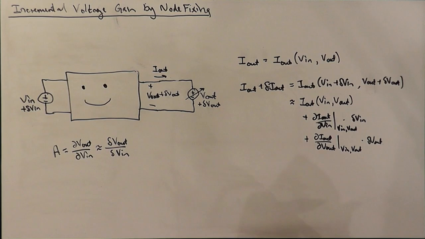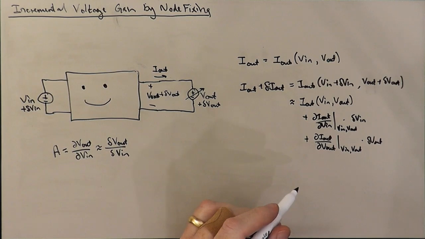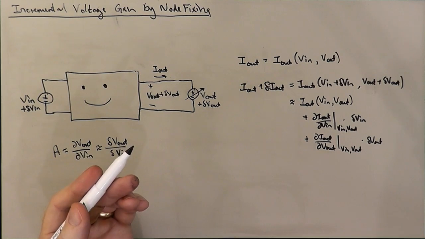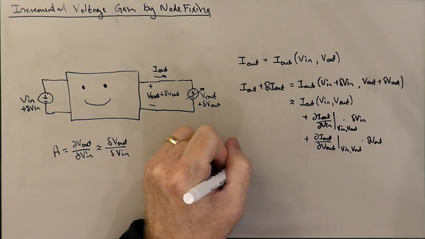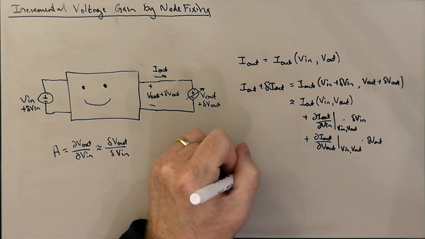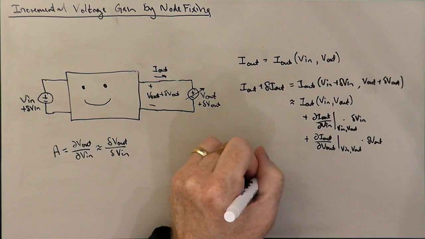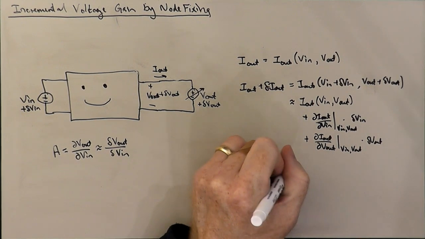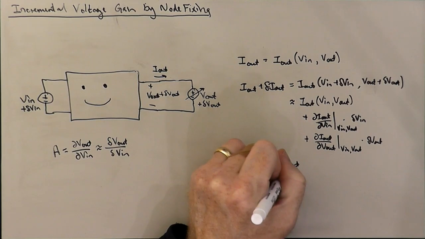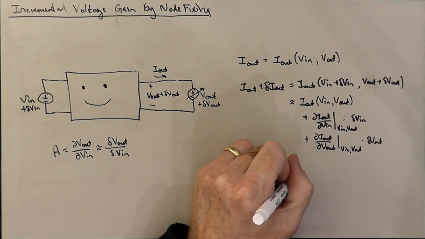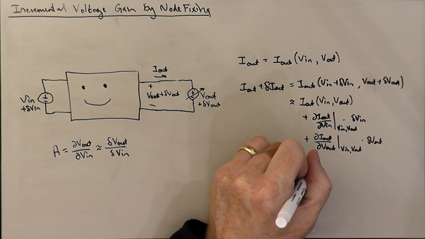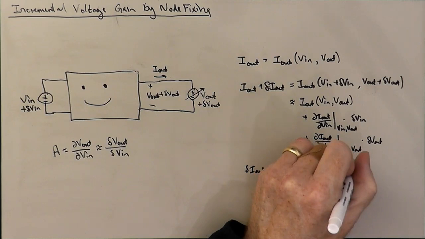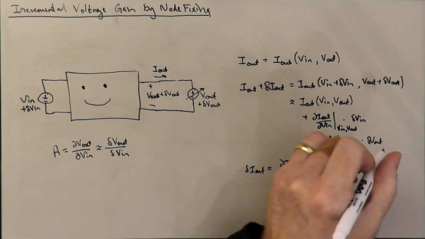Okay? So a couple things to note here. One is that we can subtract off the constant term, which in our original case was 0 anyway, so that we can write delta I out, the general change in I out in the neighborhood of this operating point, is basically dI out dV in times delta V in plus dI out dV out times delta V out.